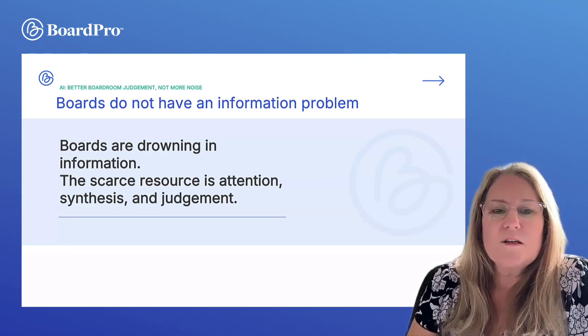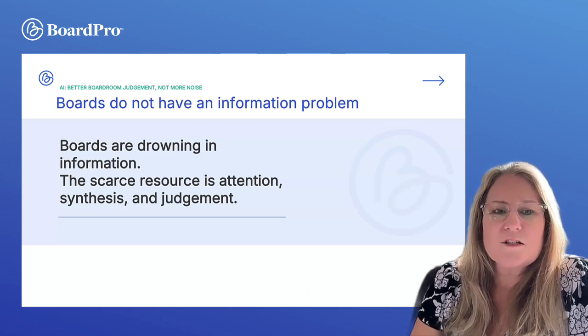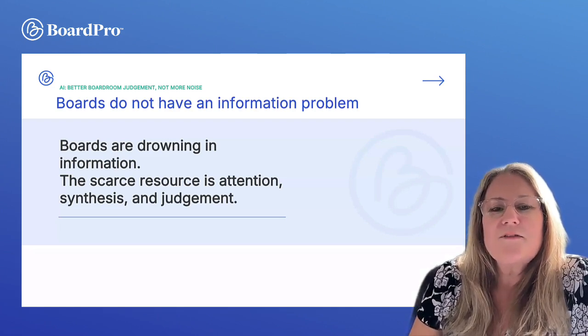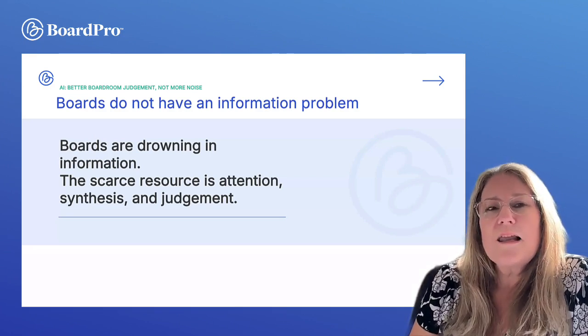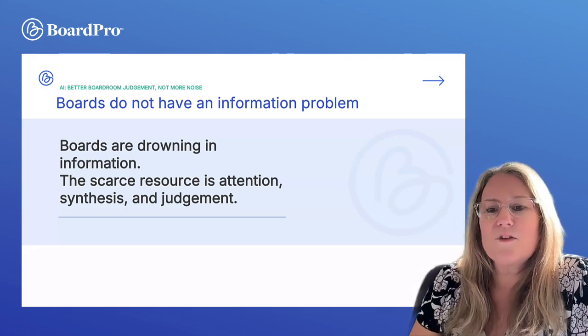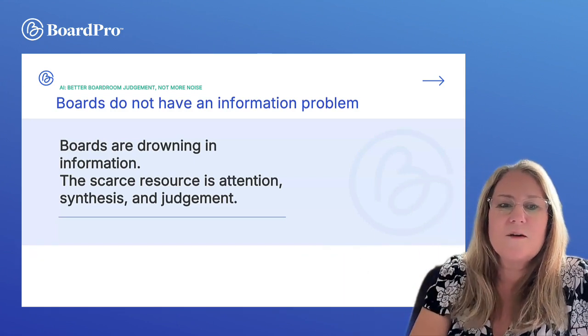So if we look at the governance pulse survey that BoardPro put out last month, and I shared the results of that in a webinar last month, 79% of directors are already using AI on a weekly basis, but less than 10% are feeling confident using it. So we've got this high adoption on the one side and low confidence on the other side.